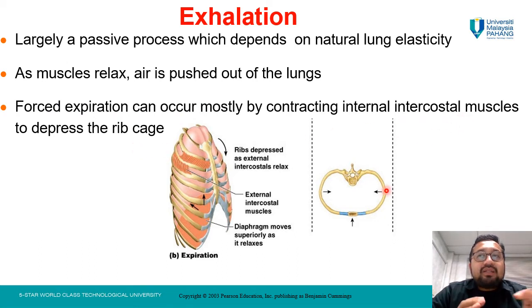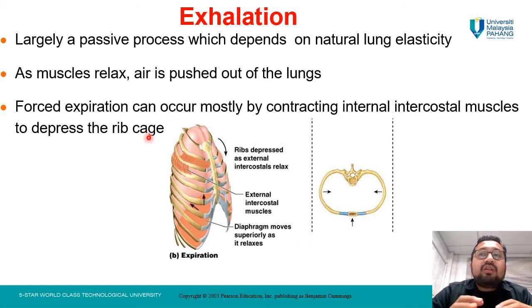So basically in normal breathing, exhalation occurs because of a passive process that depends on natural elasticity. But forced expiration can occur mostly by contracting the internal intercostal muscle to depress the rib cage. So it's very important to know how inhalation and exhalation occur. The key points: what types of muscles and organs are involved, which are the intercostal muscle and the diaphragm.